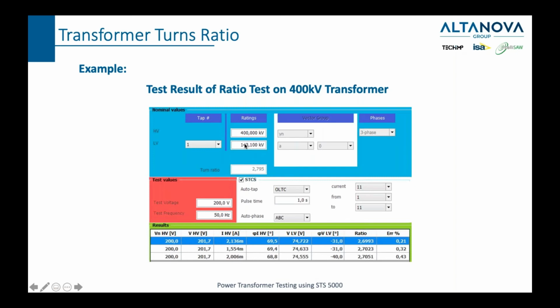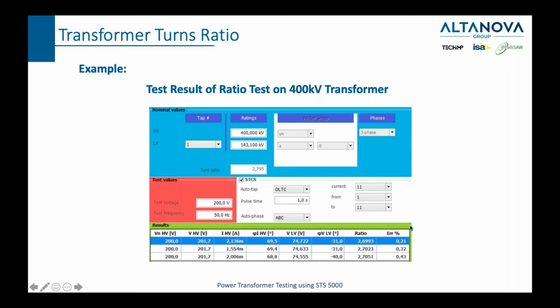So in this case we have a 400 to 143 kV, which gives it the nominal ratio of 2.795. We executed a test here, and what you can see effectively are results. So this is what we wanted to generate, the voltage. This is the voltage that we generated, 201.7. This is the current which was running in the primary side, in the primary winding, and this was the voltage which was measured on the secondary side. By simple division of these two, we get the ratio, and we also get the error.